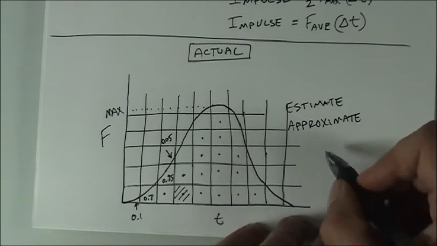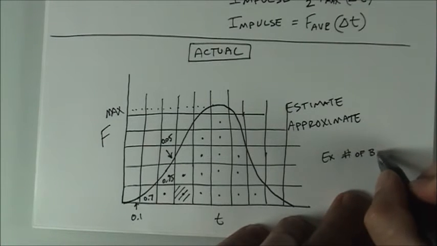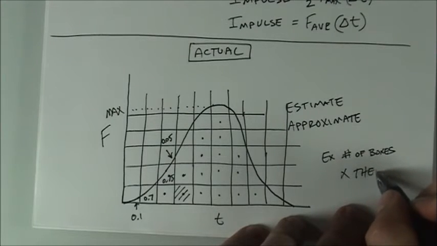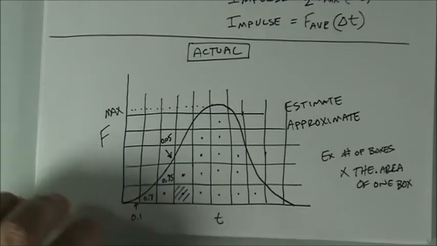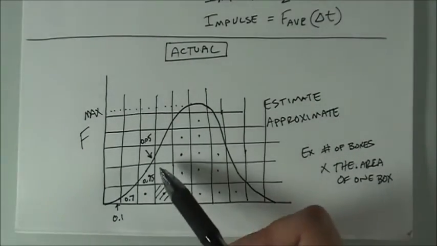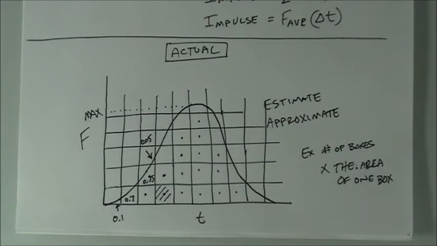And then the way that I would calculate it is I would take the number of boxes and I would multiply by the area of one box. It's tedious, but it's probably more accurate and more certain than just saying that the midpoint, the halfway between the maximum and the origin, is the average force, which may be true, but I'm not really sure if it is or not.